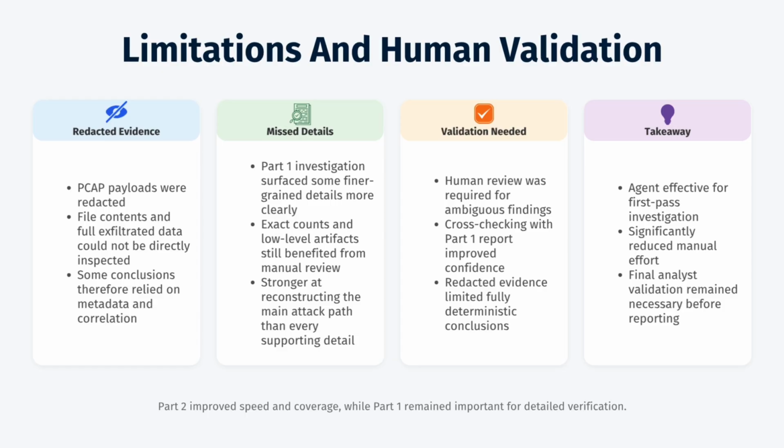Second, cross-checking with the Part 1 report improved confidence significantly. When the agent identified 10.128.239.57 as patient zero with 2.1 million RDP connections and Cobalt Strike beaconing, we validated this against our Part 1 findings and confirmed they match exactly. Without that cross-reference, a standalone agent report would carry less weight.